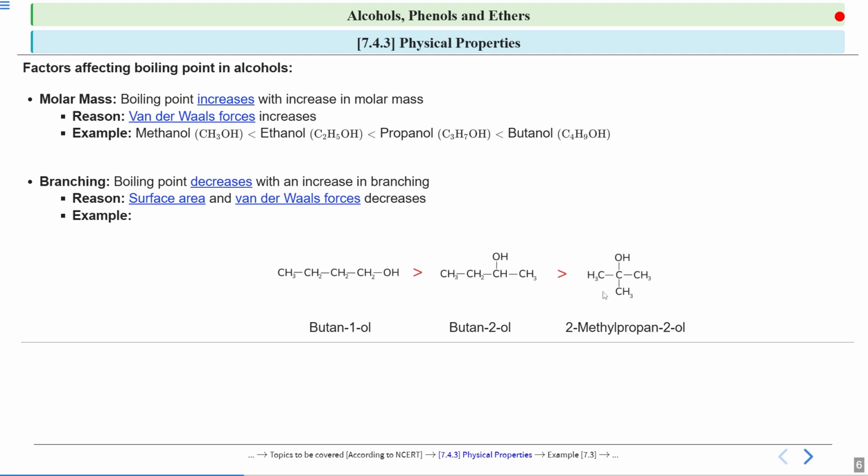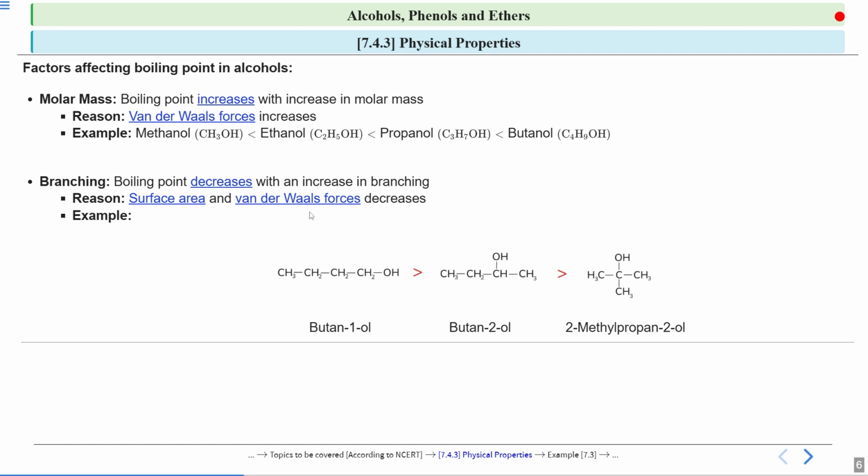Okay. And now look at this compound. At the second position, there is a methyl group as well as an OH group. So it is 2-methyl propane 2-ol. Now, look at this carbon. This is a tertiary carbon because it is further attached to 3 carbons. And this carbon is a secondary carbon because it is further attached to 2 carbons.